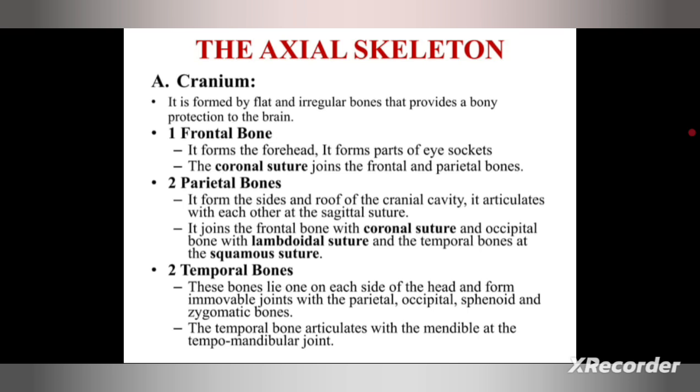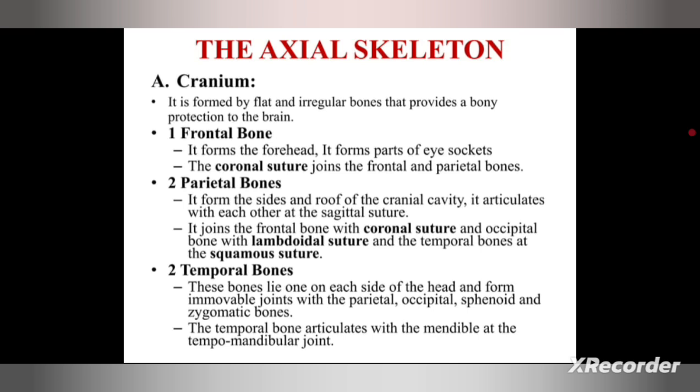Two parietal bones. They form the sides and roof of the cranial cavity. They articulate with each other at the sagittal suture. They join the frontal bone at the coronal suture, the occipital bone at the lambdoidal suture, and the temporal bones at the squamous sutures.